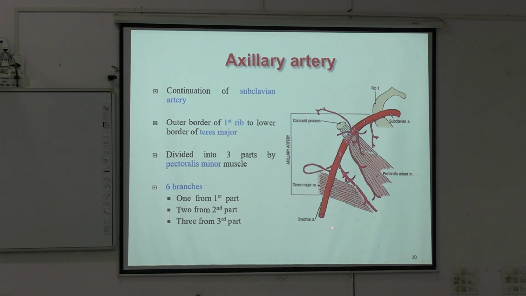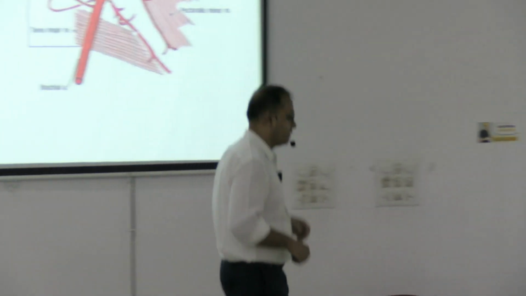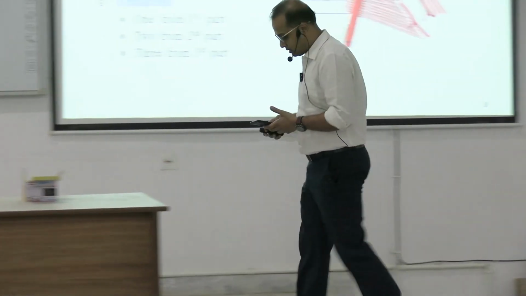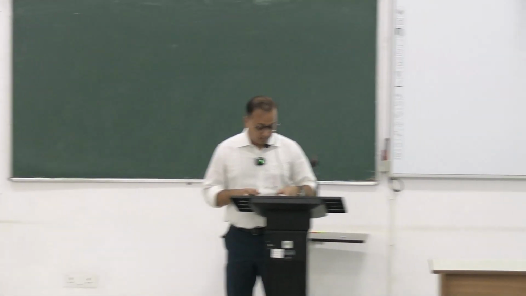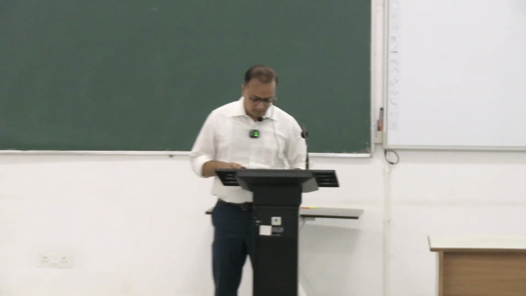The brachial artery runs through the arm region, and once it reaches the space we call the cubital fossa, it splits into two branches, the radial artery and the ulnar artery.